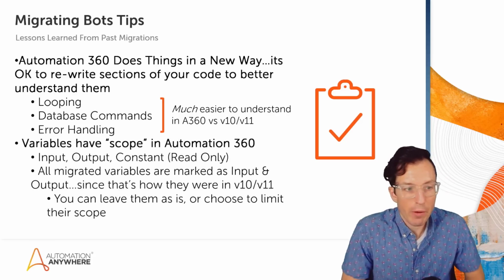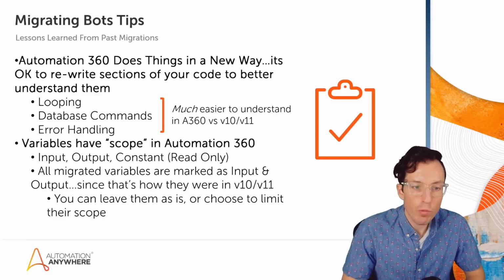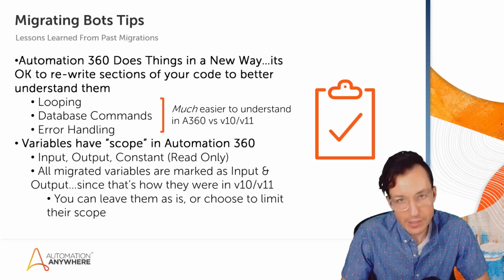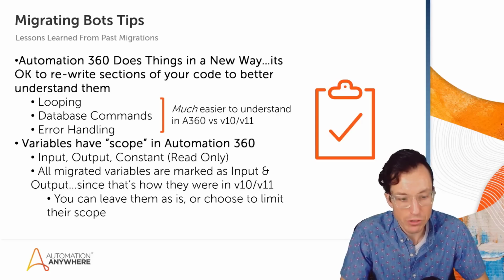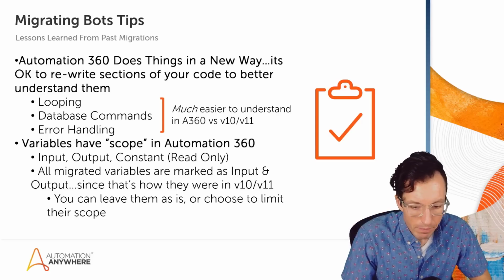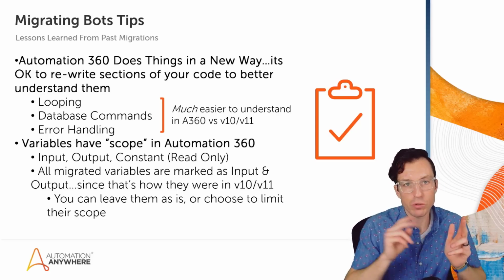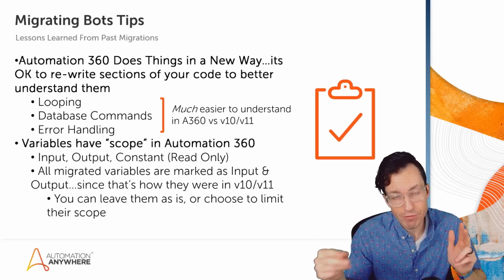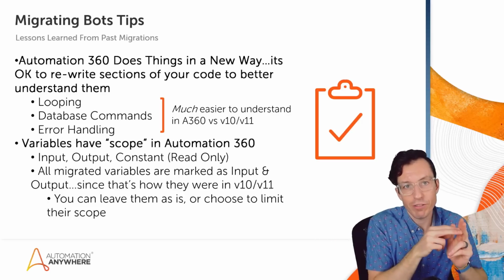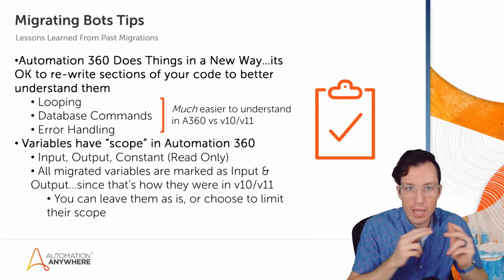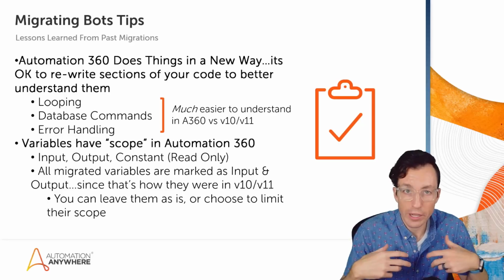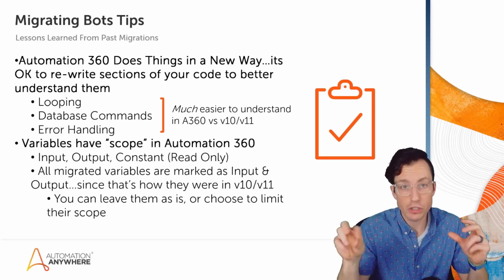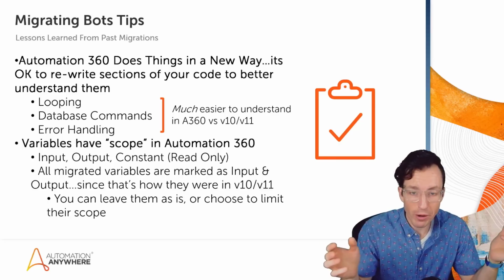The last tip I want to cover is the variables have scope in Automation 360. And so this is a concept that's a little bit different than the way things were done in version 10 and version 11. In version 10, if I mapped a variable to a subtask, right, and that subtask made a change to that variable, it would automatically be reflected in my parent task. And that was very similar to what you would call a global scope in other programming languages, in that if that variable changes anywhere, it's going to change everywhere.